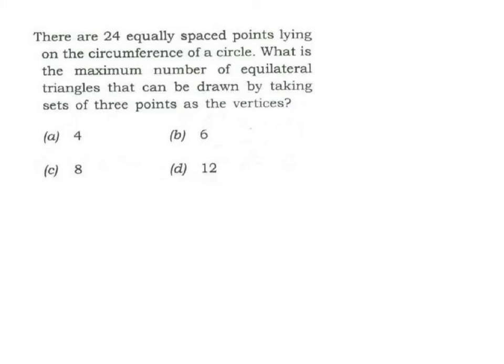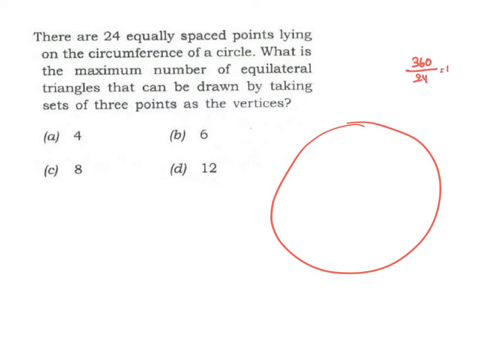There are 24 equally spaced points lying on the circumference of a circle. What is the maximum number of equilateral triangles that can be drawn by taking a set of 3 points as vertices? So on a circle, 24 equally spaced points. The circle totally is 360. When you divide it by 24, each point is 15 degrees apart from each other. So if it is 0 degrees, then the next one is 15 degrees, something like this.